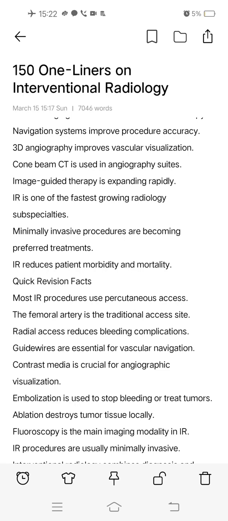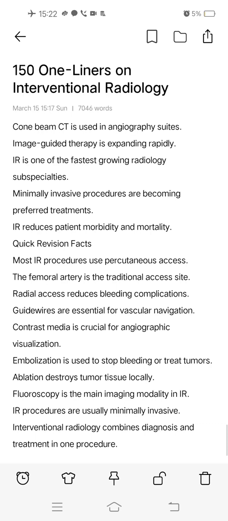Quick revision facts. Most interventional radiology procedures use percutaneous access. The femoral artery is the traditional access site. Radial access reduces bleeding and complications. Guide wires are essential for vascular navigation. Contrast media is crucial for angiographic visualization.